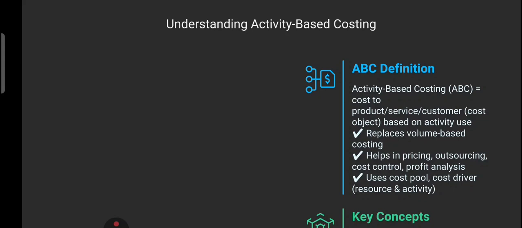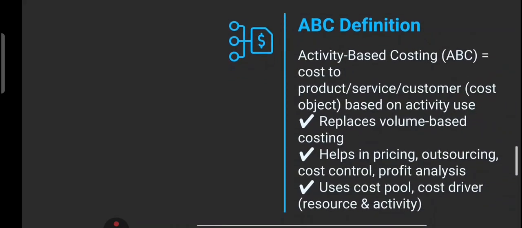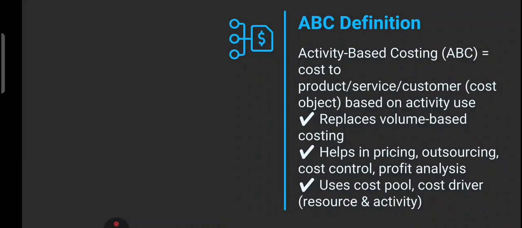Obviously, if you don't have accurate cost information, you can't take a smart business decision, and that is where ABC, activity based costing, steps in. So what is ABC? Let's understand. ABC is a method of assigning cost to a product, to a service or to a customer.